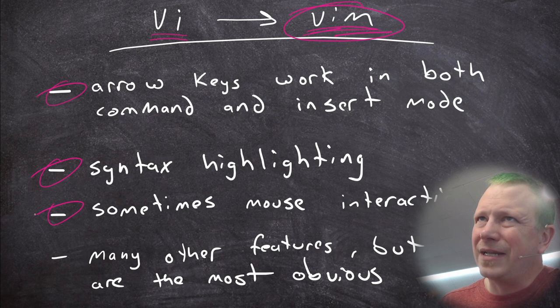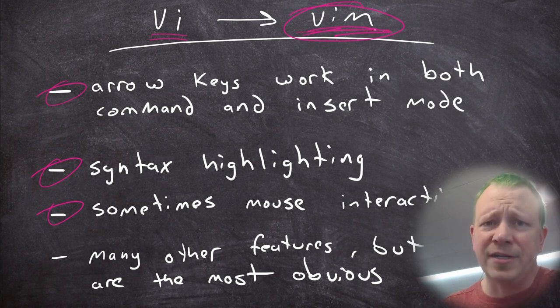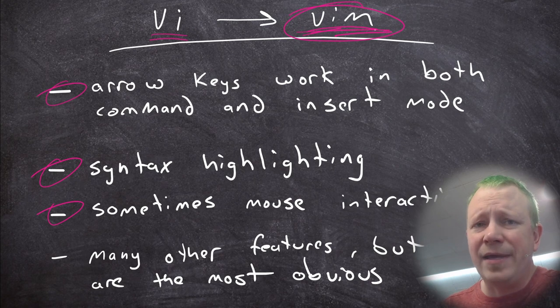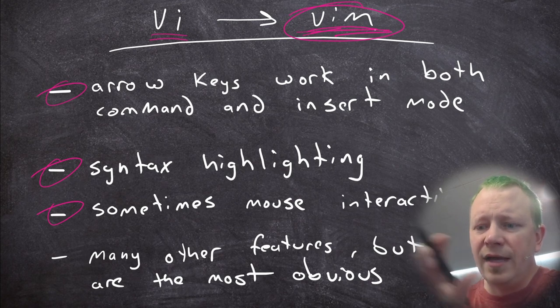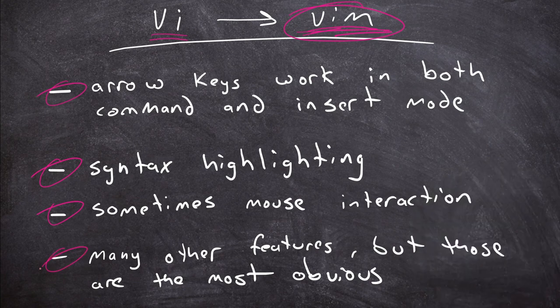It sometimes has mouse interaction. Now, I don't recommend you depend on that because I haven't found that's terribly consistent. But sometimes if you're in a terminal on a GUI desktop and you have Vim installed, you can actually do things like copy a bunch of text with the mouse, like drag over to highlight a bunch of text. I don't recommend that. It doesn't make much sense to me to use a mouse with Vim, even if it has that feature. There are a lot of other features here. I'll make my face disappear so you can read it. There's a lot of other features, but those are really the most obvious.